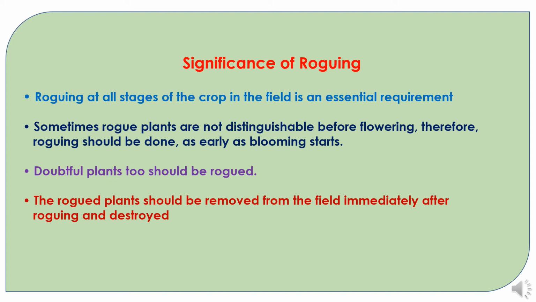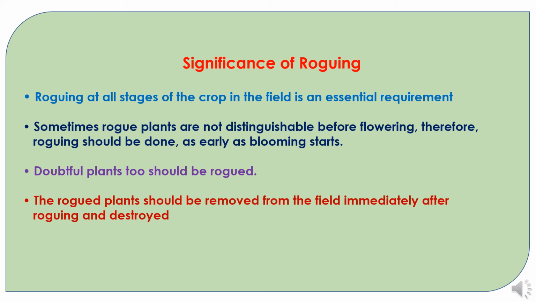Rogging at all stages of the crop in the field is an essential requirement to maintain the varietal purity as it was at the time of release or notification. So, rogging is important to maintain the true characteristics of the variety. Sometimes rogue plants are not distinguishable. It is difficult to identify them before flowering. Therefore, rogging should be done as early as flowering or blooming starts.